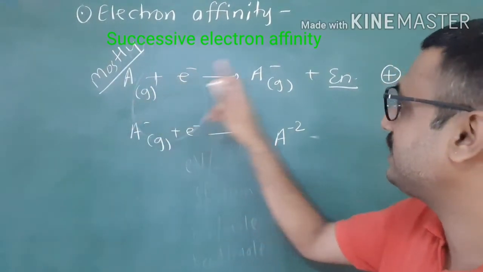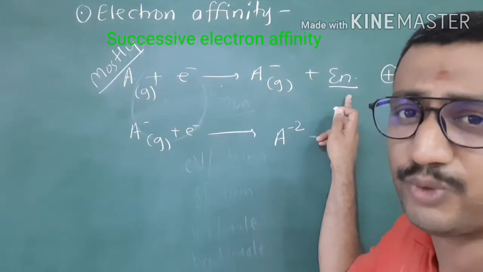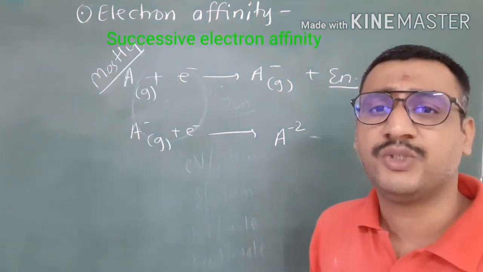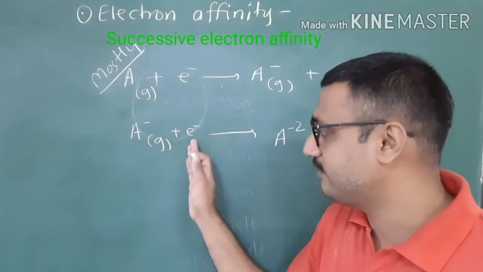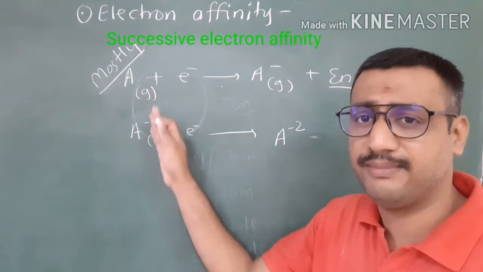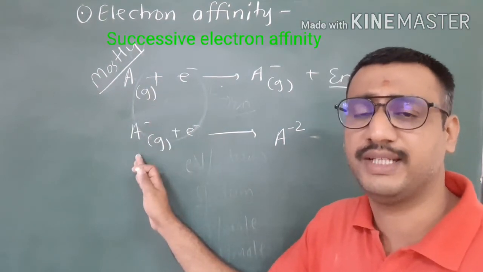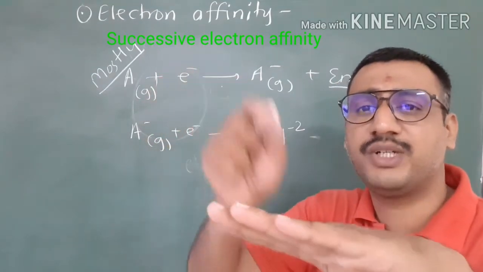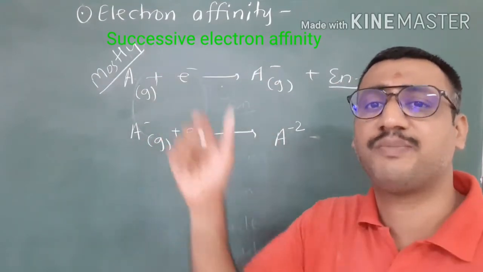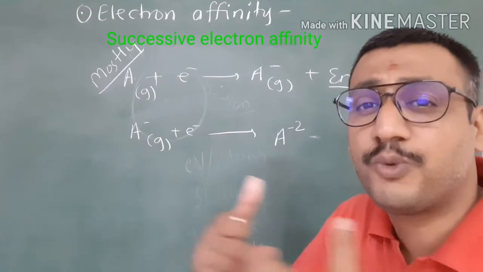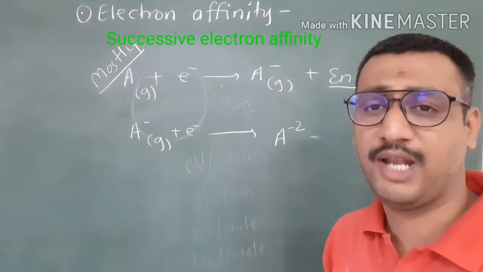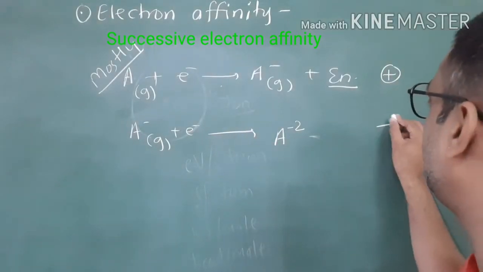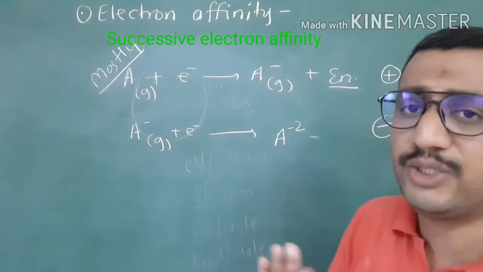Mostly, generally, energy is released, that is having a positive value. But when we put a second electron in an atom, which is already a uninegative anion, already negatively charged, electron repulsion occurs. So we should provide energy too, along with the electron. So in this case the electron affinity value is negative.